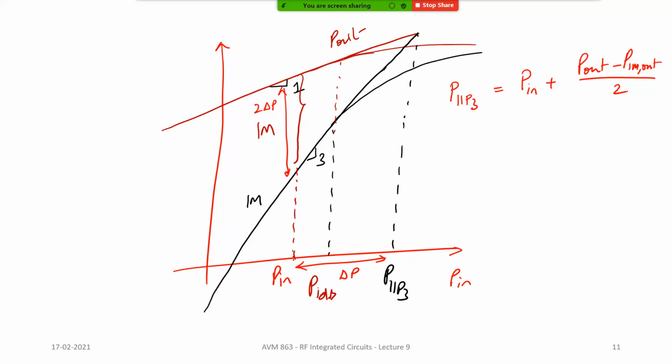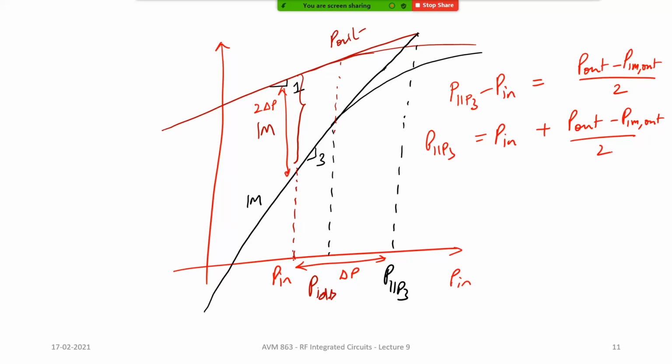Okay, so this can be done, I mean the other equation can be rewritten like this also. P out minus PIM out divided by 2, plus P in is equal to, right, I can write the equation like this: PIIP3 minus P in is equal to this. So PIIP3 can be written as P in plus P out minus PIM out divided by 2.